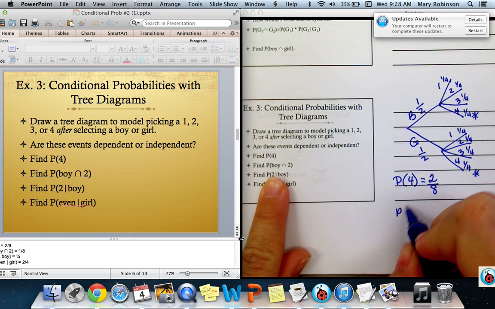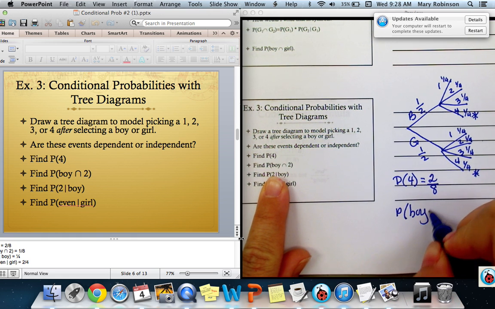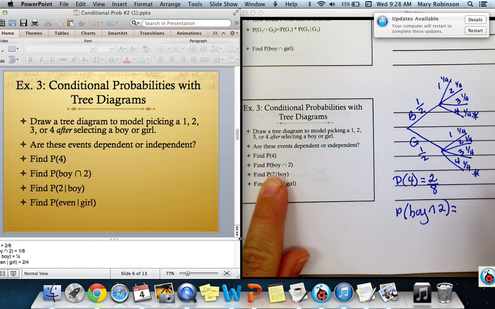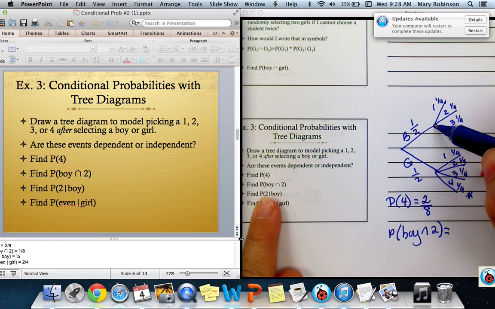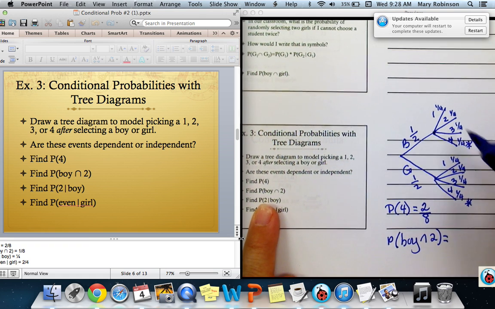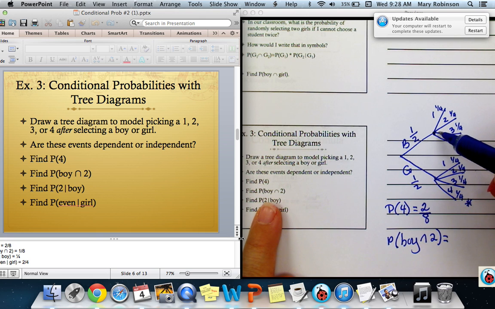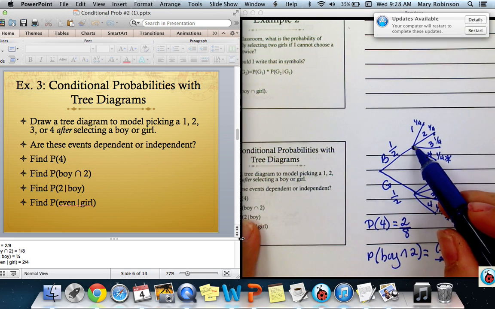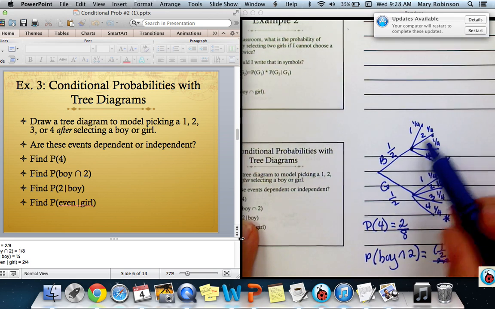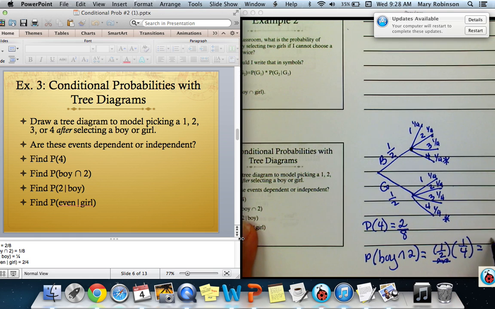Next, we are asked to find the probability of choosing a boy and 2. So the probability of picking a boy is 1/2, and then the probability of then picking a 2 is 1/4. If we multiply those probabilities, 1/2 times 1/4, from the 1/2 boy then 2, we get 1/8.